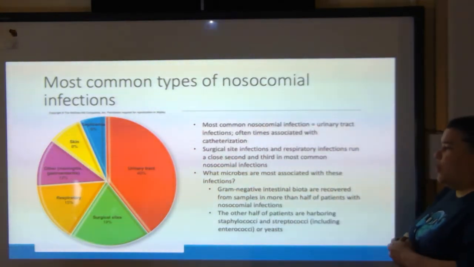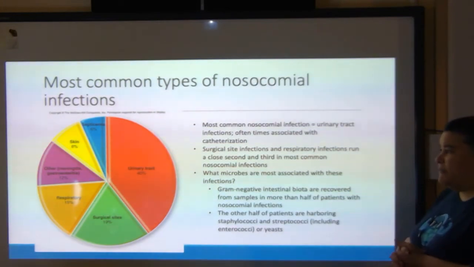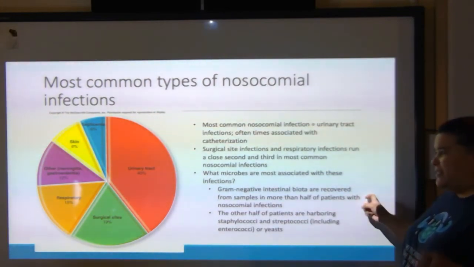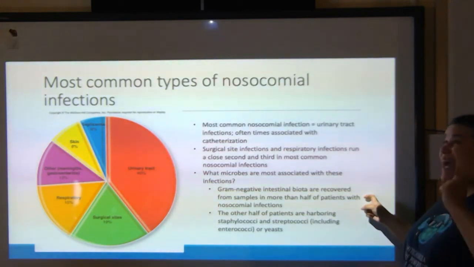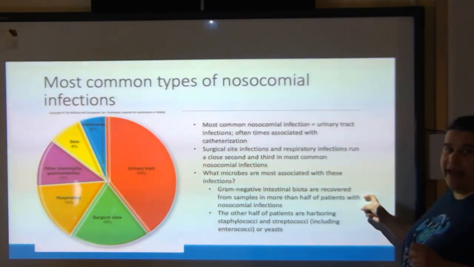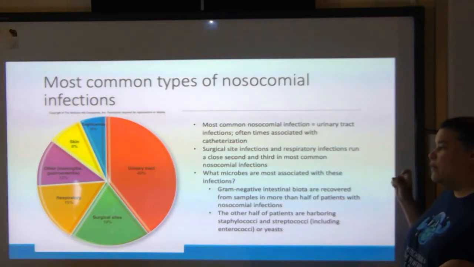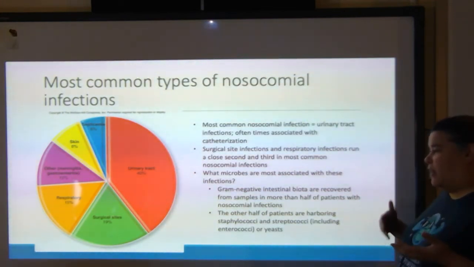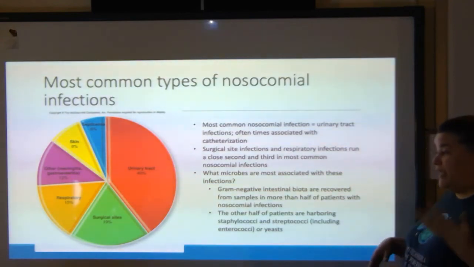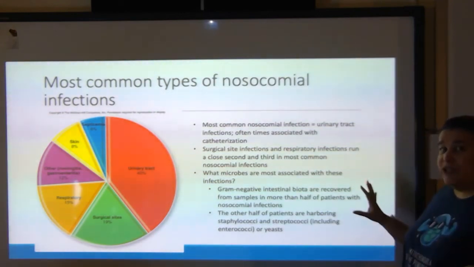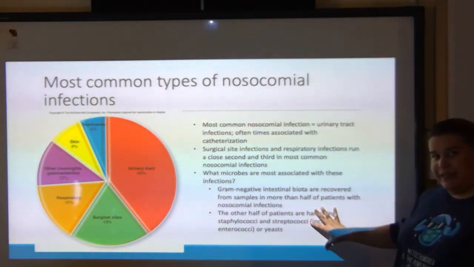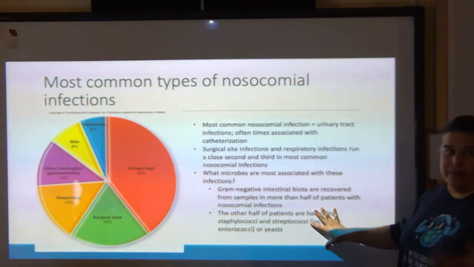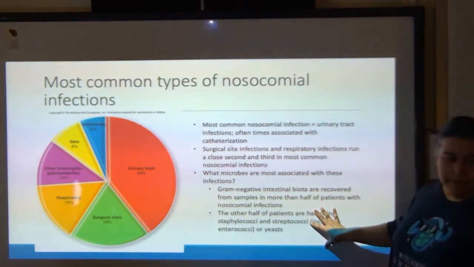What microbes are most associated with these? Gram-negative intestinal biota are recovered from samples in more than half of the patients that have this type of infection. The other half of patients are harboring staphylococci or streptococci, including enterococci or yeasts. It's just opportunistic that they take advantage of the fact that their immune system is kind of compromised.